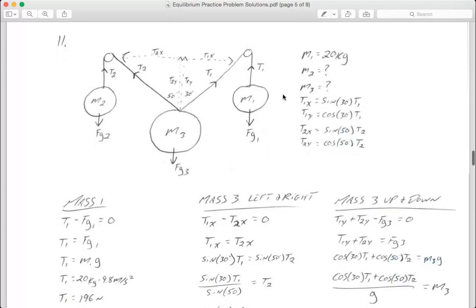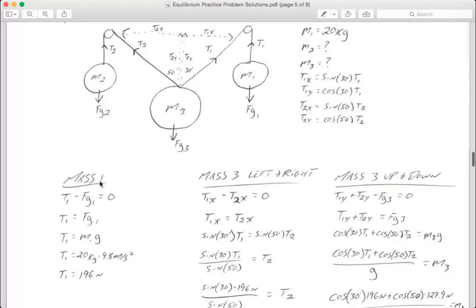All right, so let's just take a look at mass number 1. This is a really easy problem to do, actually. Just take a look at the forces. Tension 1 pulls upward, gravity pulls downward. I know that it's not moving, so when I add up my up stuff minus my down stuff, it equals 0, or my up stuff equals my down stuff. Force of gravity is mass times 9.8. Mass is given at 20, so my tension 1 has to equal 20 times 9.8 meters per second squared, or 196 newtons.